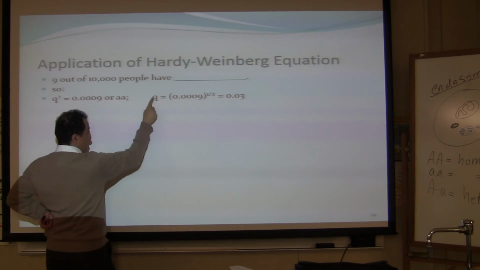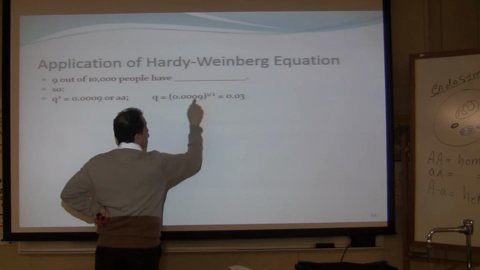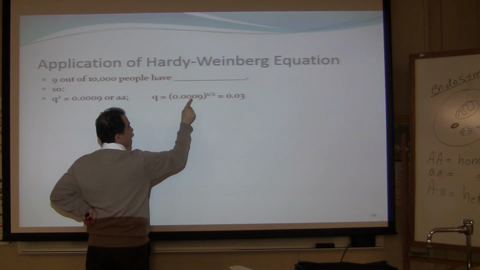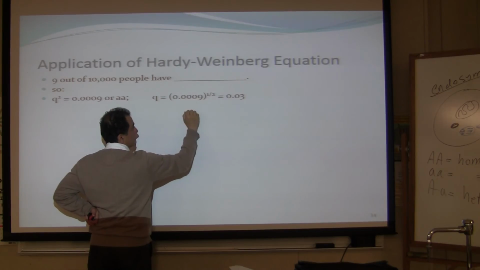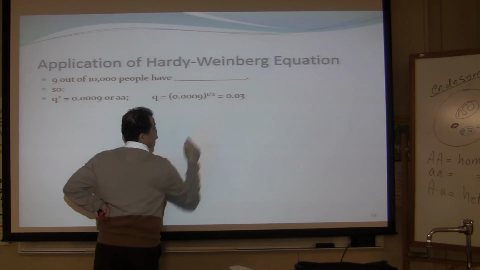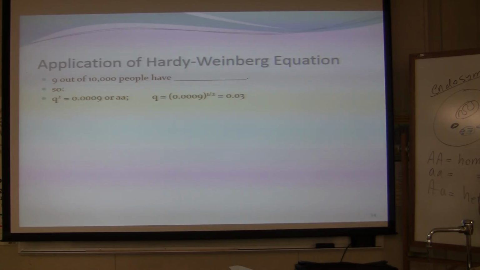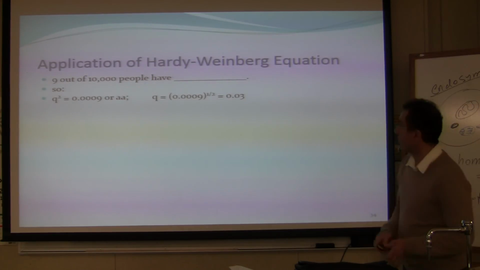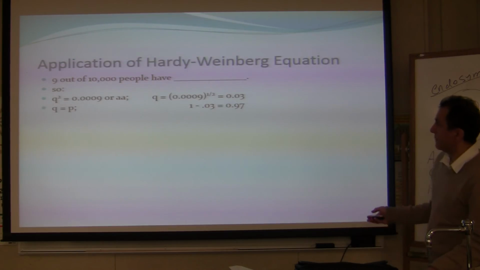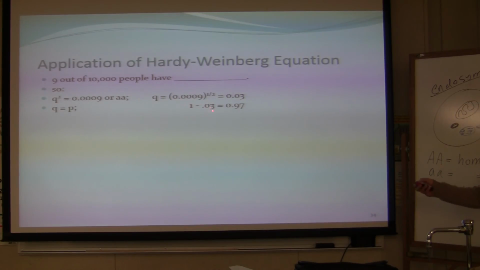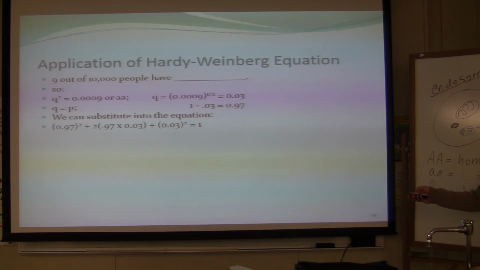Then Q is the square root of 0.0009, which is equal to 0.03. So A, or Q in this example, is 0.03. So I know my equation, and P is 1 minus 0.03, which is 0.97. And we can substitute in the equation.